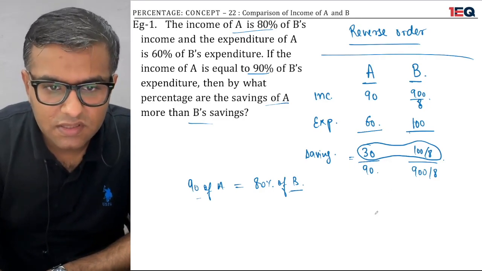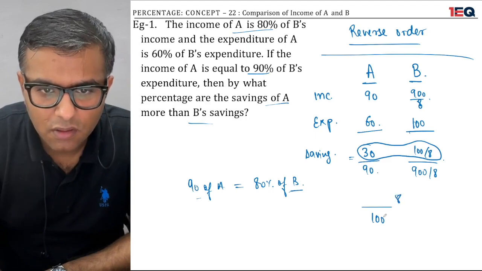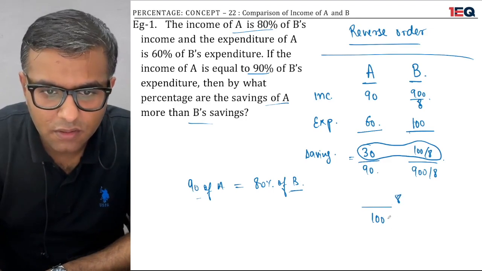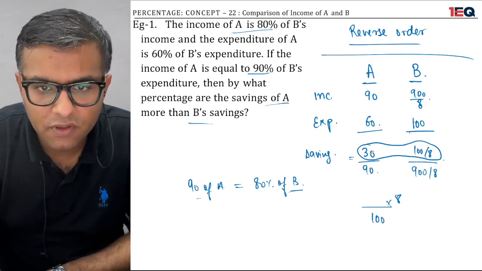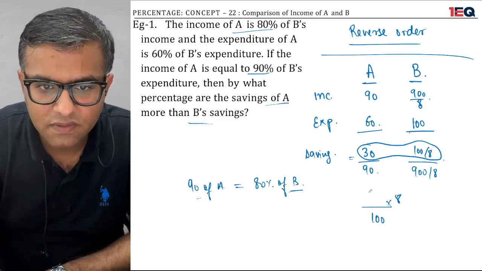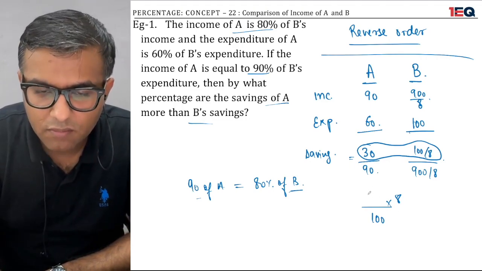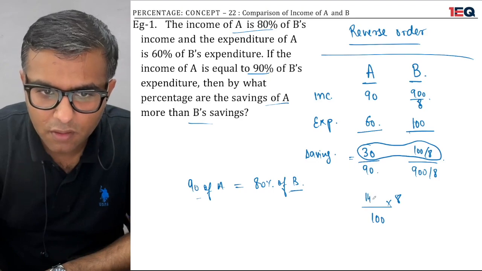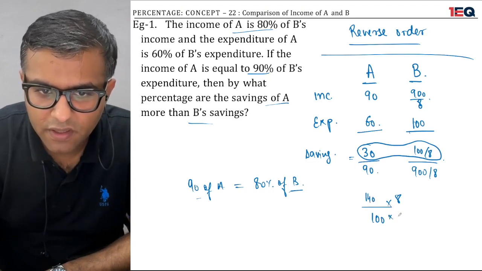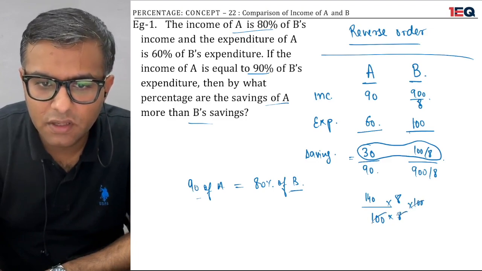Okay. The savings of B will be kept as standard, 100 upon 8. And the difference needs to be calculated in this manner. 8 threes are 24, 240 minus 100 would be 140. 140 divided by 100, multiplied by 100. Cancelling everything out, the answer would be 140%.